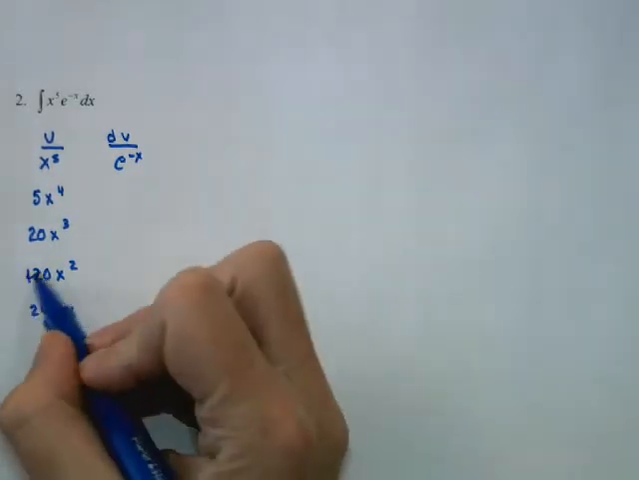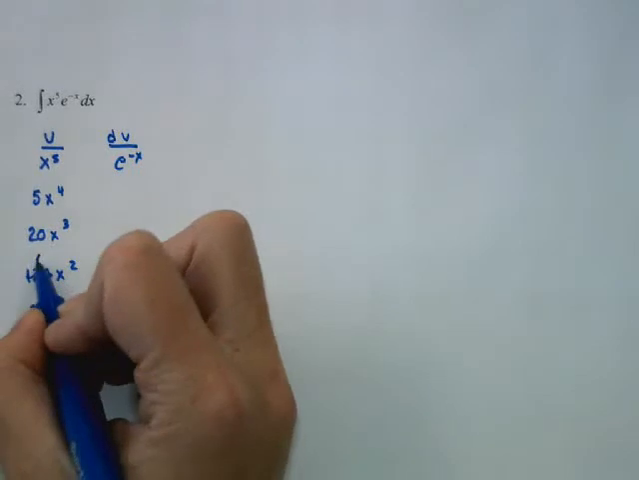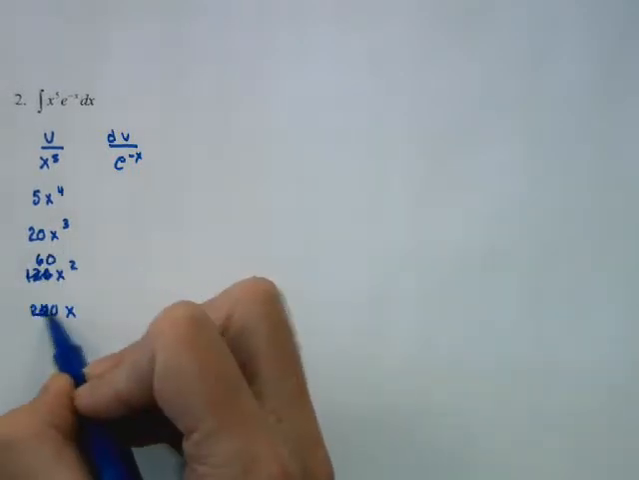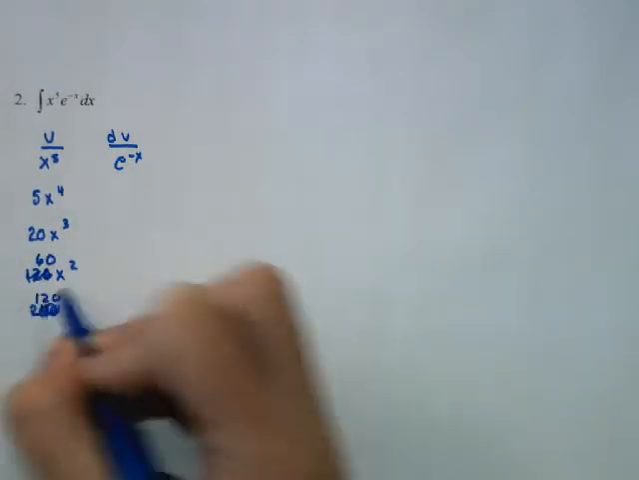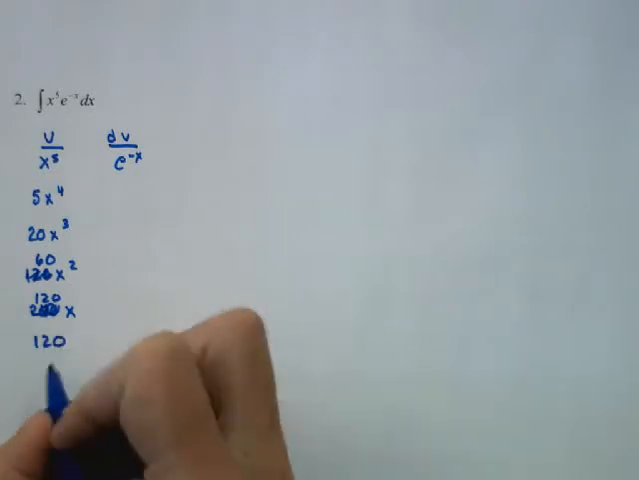I was jumping ahead. 3 times 20 is 60. 60 times 2 is 120. And then we have 120 and 0.